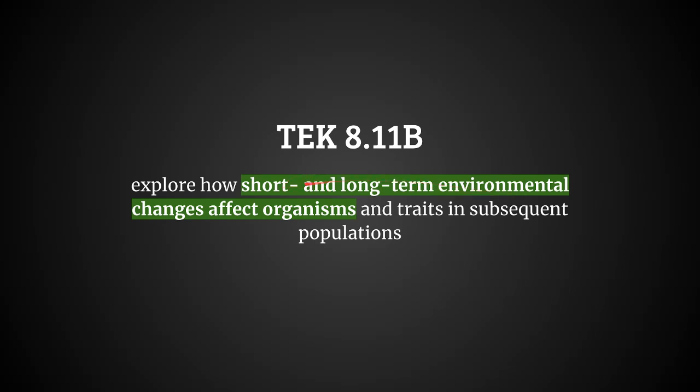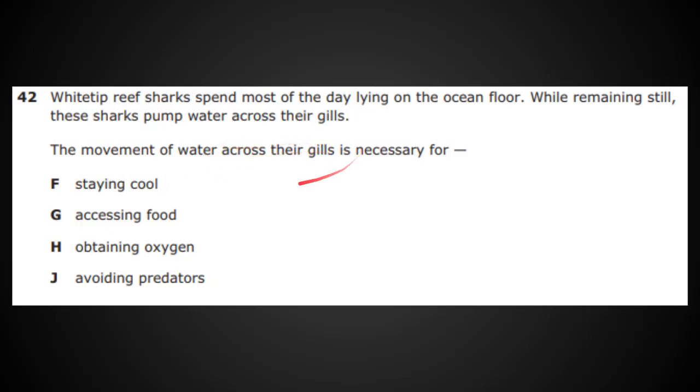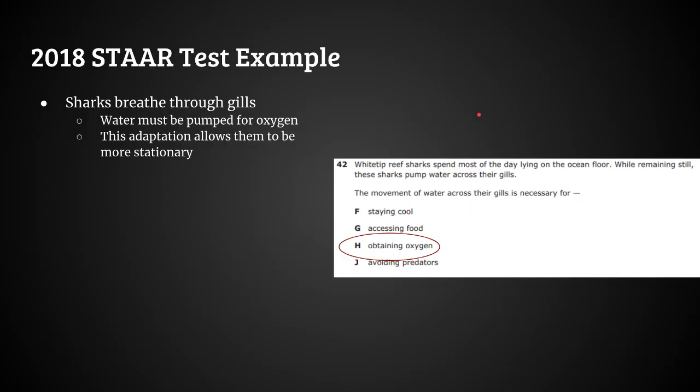Short, long-term environment changes affect organisms. So that's just talking about adaptation, survival of the fittest. Whoever's the best is going to be able to continue on to reproduce. Leads to adapted organisms and better traits that are passed down to different generations. It talks here about a shark that remains still all day and pumps water across its gills, which gives it oxygen, and that's an adaptation to allow it to be more stationary.